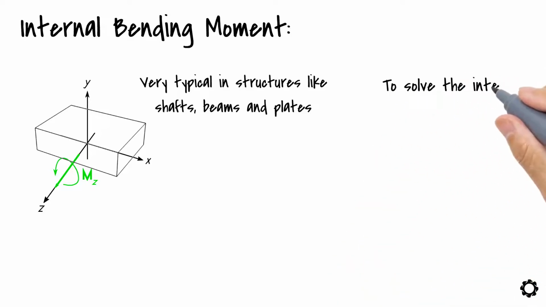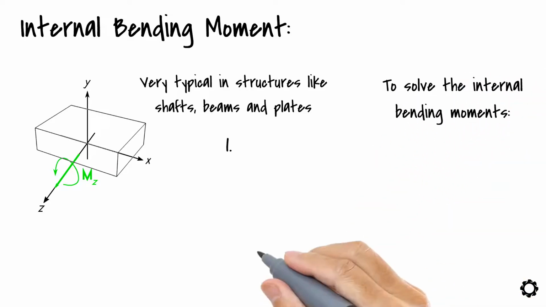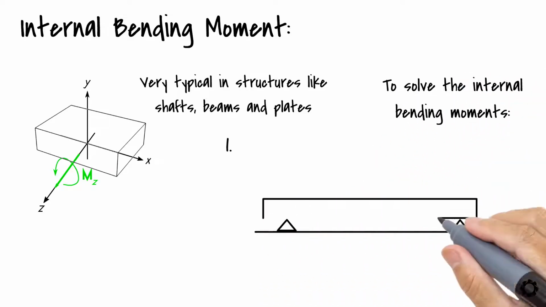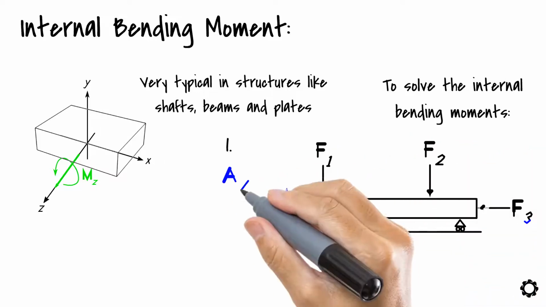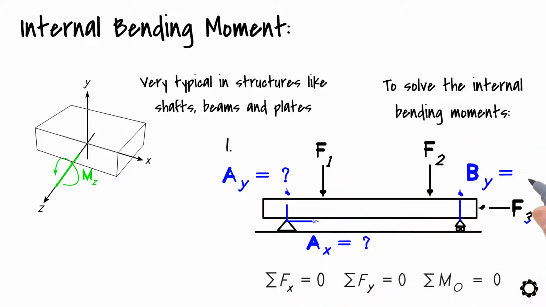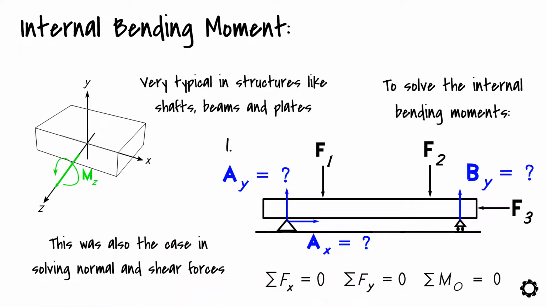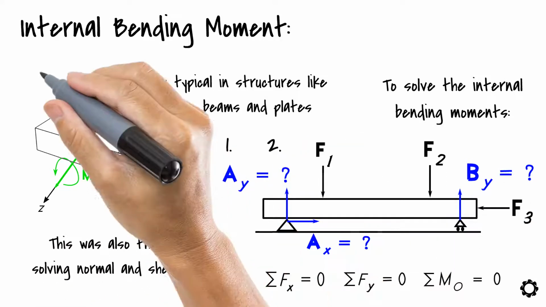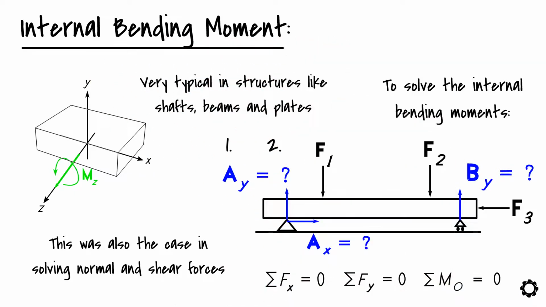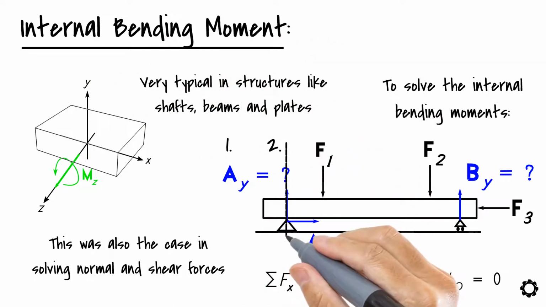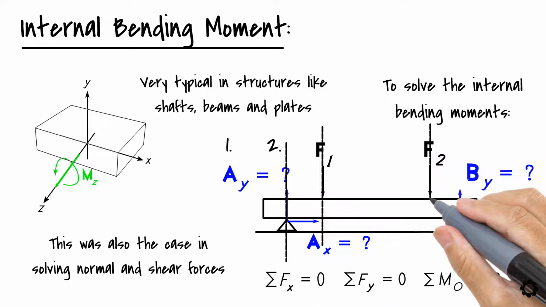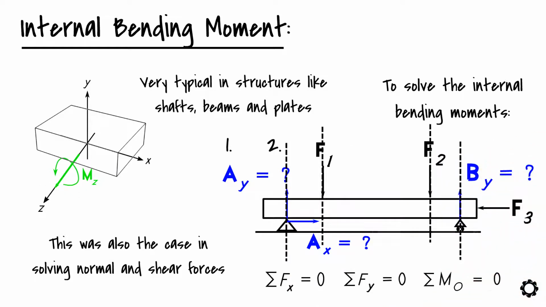In order to solve the internal bending moments, we have to first draw the free body diagrams of the structure under investigation, and solve the support reactions if this has not been done already. This was also the case in solving normal and shear forces. After this, we can solve the internal bending moments in the structure by cutting it into different sections at points where there is an external vertical load or vertical support reaction in effect.